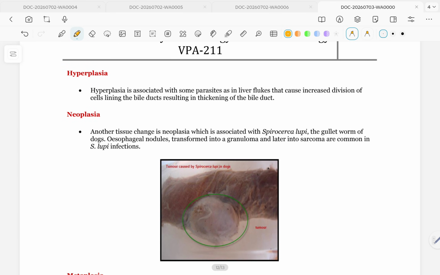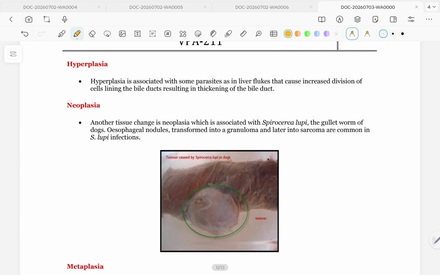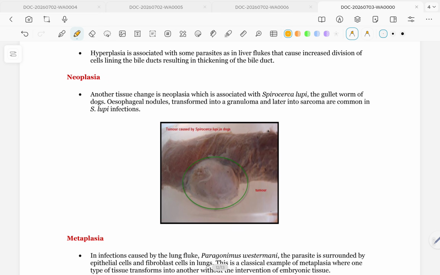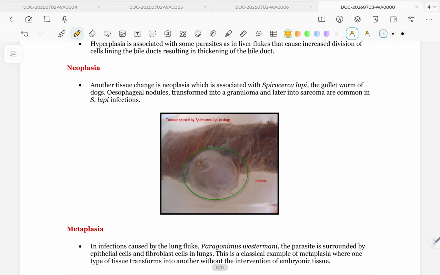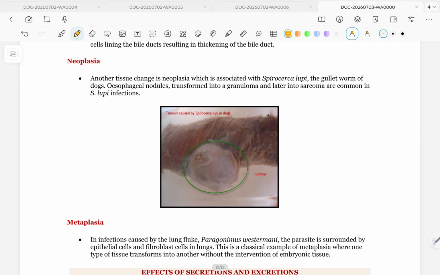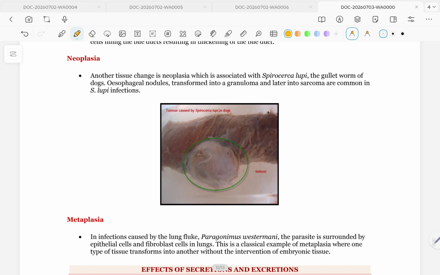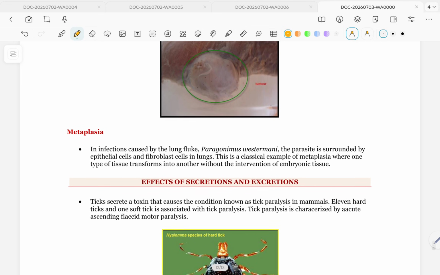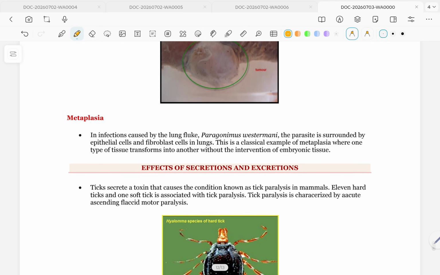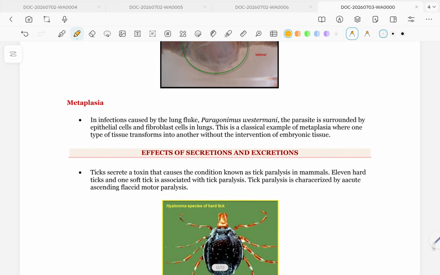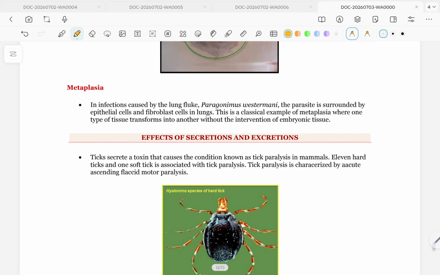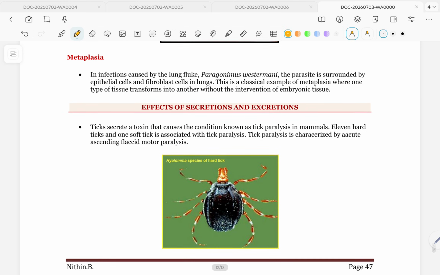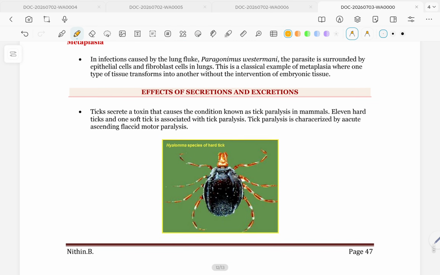Neoplasia. Another tissue change is neoplasia, which is associated with Spirocerca lupi, the gullet worm of dogs. Esophageal nodules transform into a granuloma and later into sarcoma, and are common in S. lupi infection. Metaplasia. Infection is caused by the lung fluke Paragonimus westermani. The parasite is surrounded by epithelial cells and fibroblast cells in the lungs. This is a classical example of metaplasia, where one type of tissue transforms into another without the intervention of embryonic tissue.